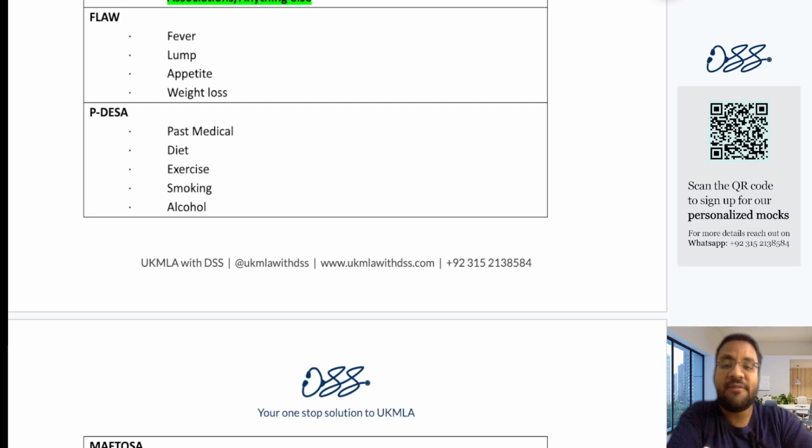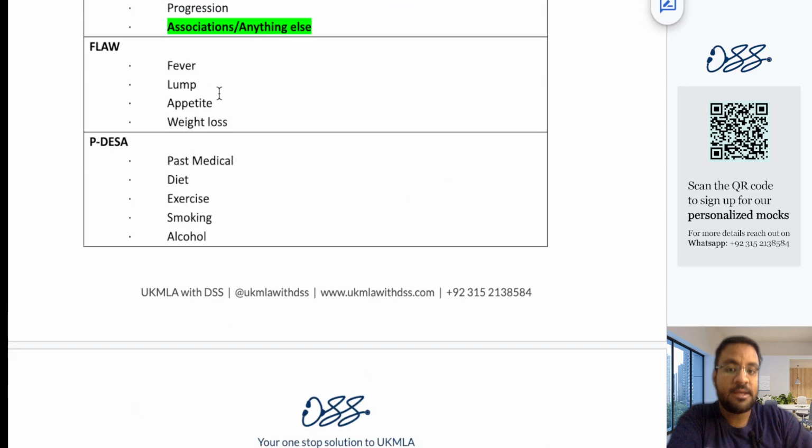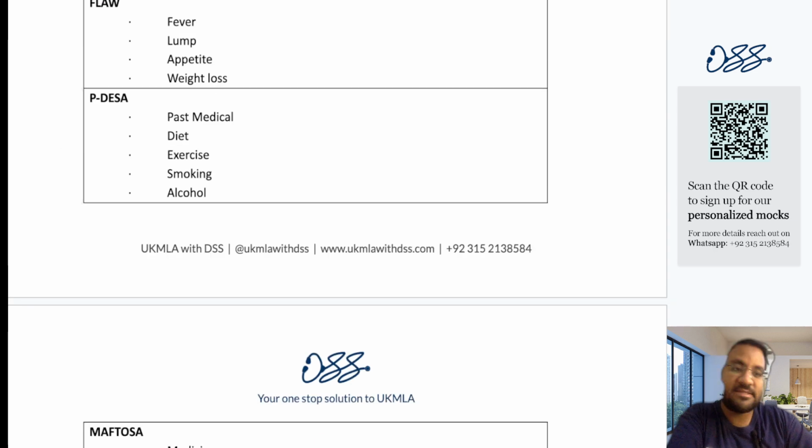Okay, if you haven't asked about the fever, if you haven't asked about the lump or weight loss in the associated symptoms, okay, or in the anything else part, then make sure that this thing is there in your head as a second layer, in which you have to ask that by any chance are you running any fever, any lumps and bumps in the body, any loss of appetite, or any weight loss that you must have noted in the past couple of months. Okay, so you have to ask this question.